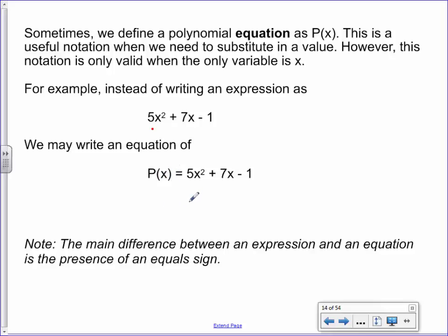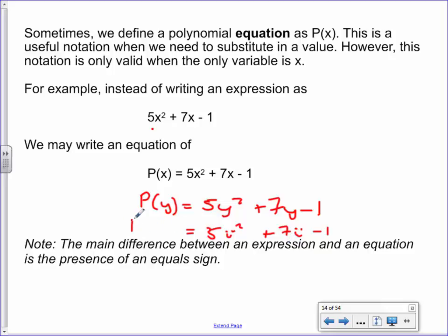Let me try something different here. Let's say the equation was 5y squared plus 7y minus 1. Well, then we would say this is a polynomial using y's. That makes sense? I don't know why you do this, but let's say it was 5 smiley face squared plus 7 smiley face minus 1. Does it matter what letter I use? Really? Actually, no. The answer is no. So you just say this is still a polynomial, and the letter that we're using is now a smiley face, not an x.